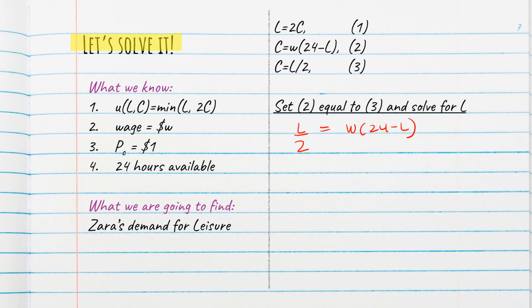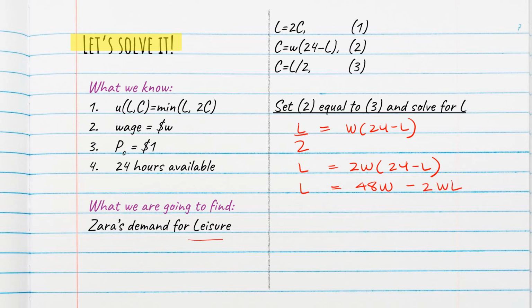I notice that I have this fraction here, and you can carry the fraction around or you can get rid of it right away. I think it's easier to get rid of it right away. So I'm going to multiply this whole thing through by 2. If I do that, as long as you do that action to both sides of the equation, no algebra rules are being broken, I get L is equal to 2W times 24 minus L. Now I'm going to distribute that 2W in, so I have L is equal to 48W minus 2WL.